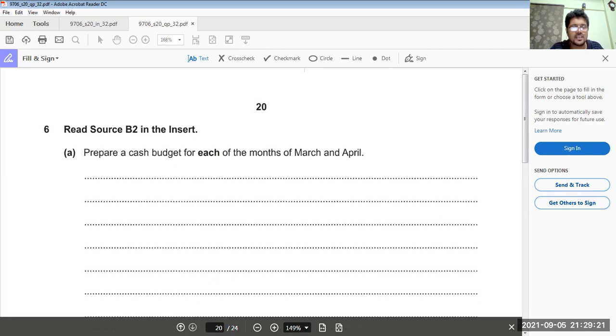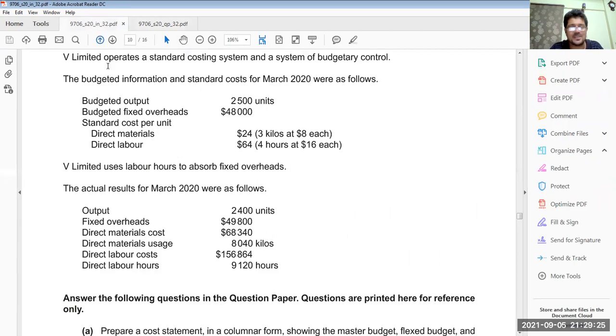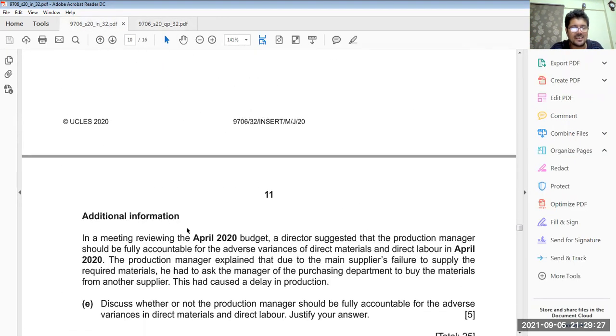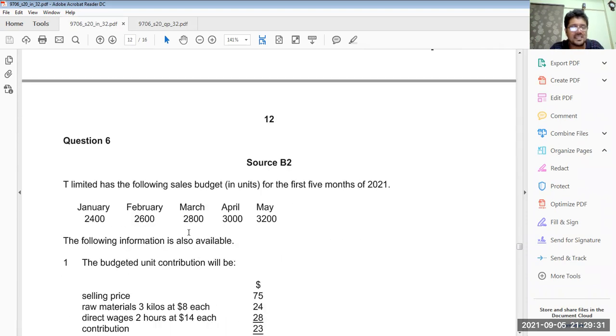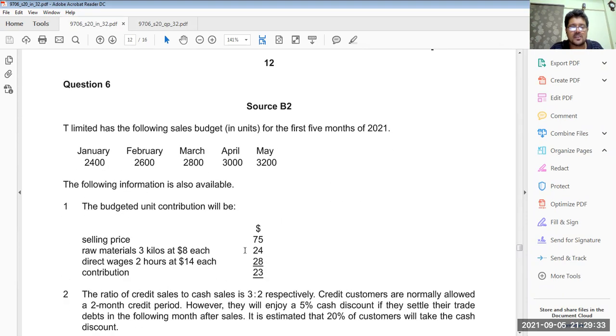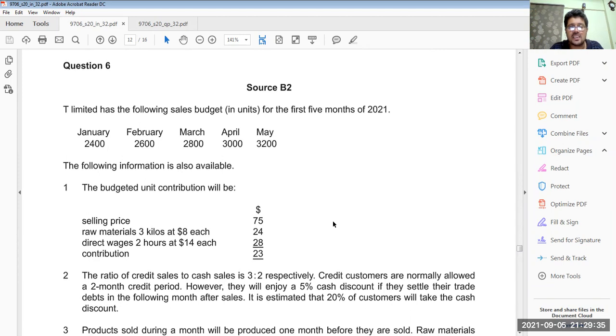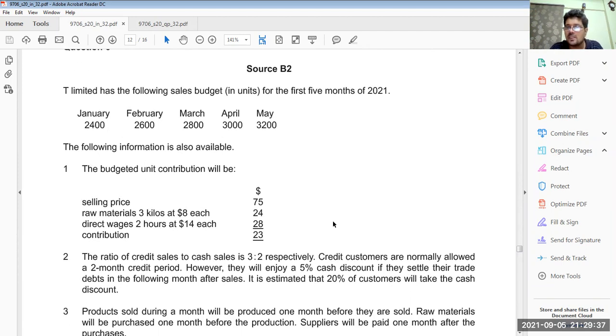Now we have to go to question number 6. Prepare a cash budget for the month of. Okay, first we see the question. T Limited has the following sales budget in units for the first 5 months of 2021: January, February, March, April, May. Number of units.